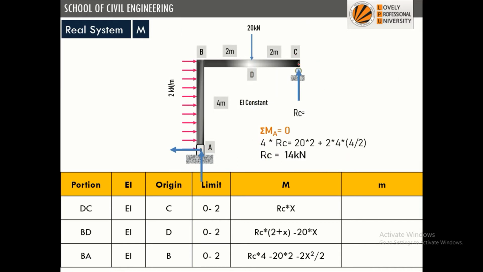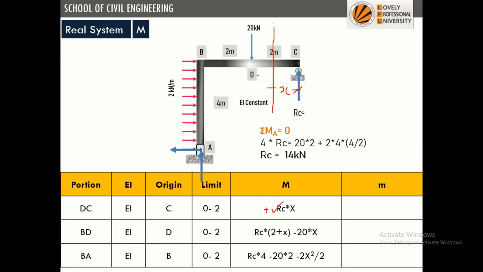Now here we can see that there are three portions. The first one is CD, next is DB, and the last one is BA. We should always start calculating from the right corner, so the first portion we are taking is DC. So we cut a section. There are so many forces on the left hand side of the section, so it is better we consider the forces on the right hand side. We will consider C as the origin for portion CD, and this distance we consider as X. So the bending moment at this point will be RC into X, with a positive sign.